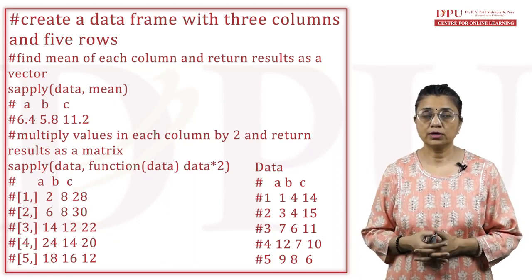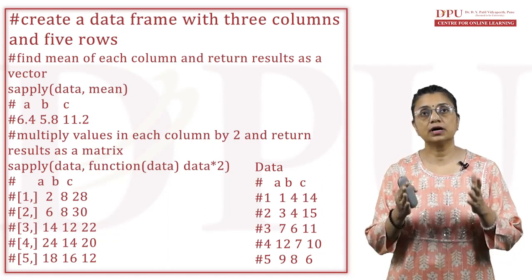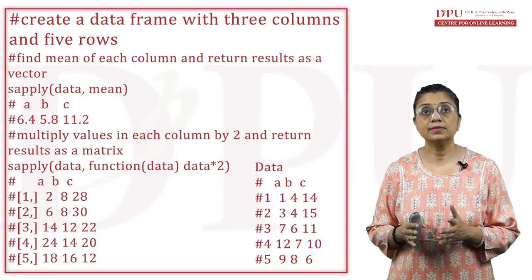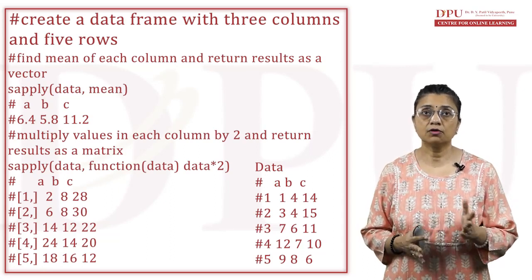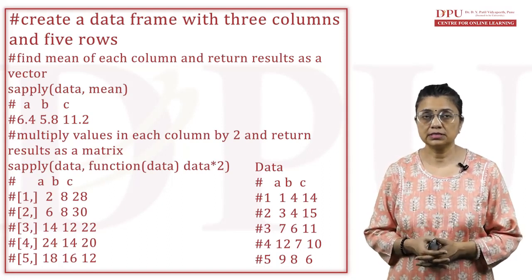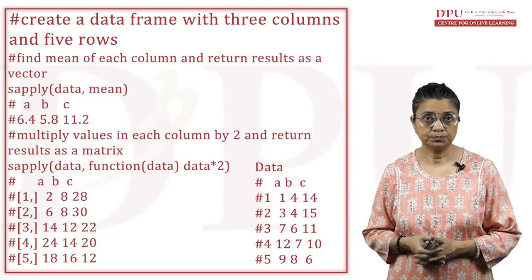So what I'm doing, I'm applying the sapply function, and in the sapply function, I use data, which is my first parameter, and then the mean function: data comma mean. So mean is calculated for data. And there you can see that the means are 6.4, 5.8, 11.2.